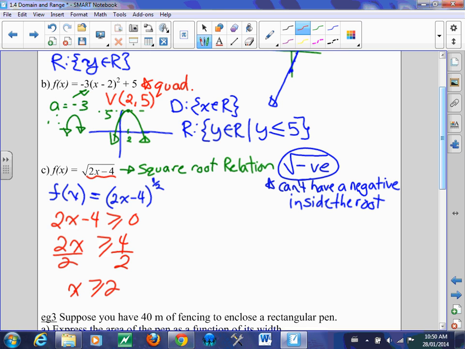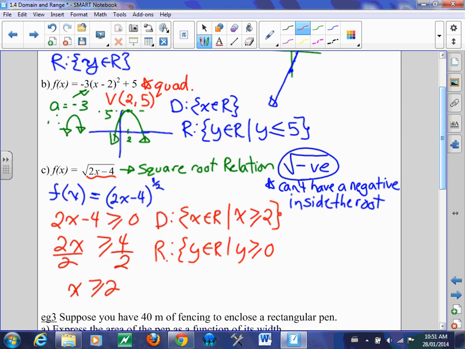Okay? So what does that tell us, ladies and gentlemen? One thing is that the domain is that x belongs to a set of real numbers such that we just solved that x has to be greater than or equal to 2. And the other part to think about is the range, where y belongs to a set of real numbers such that y has to be greater than or equal to 0. That's just because of the property of a square root, right? You can't have it being negative. Okay, so that's where that one comes from.